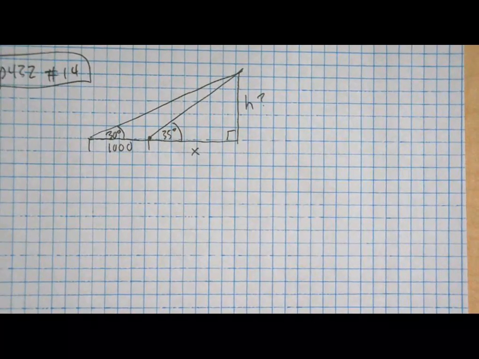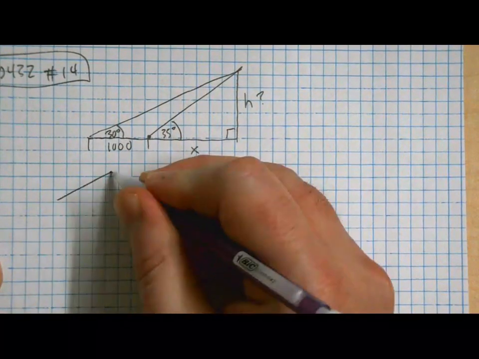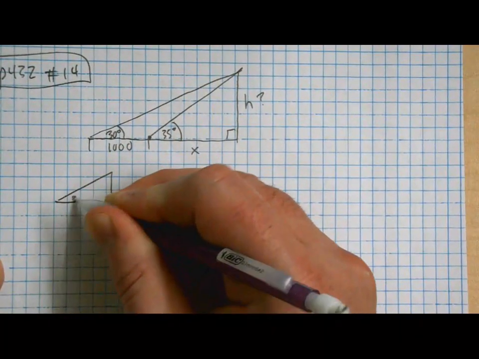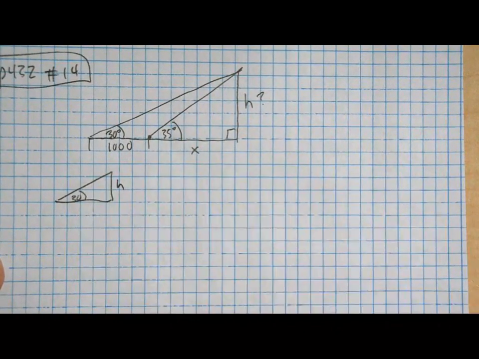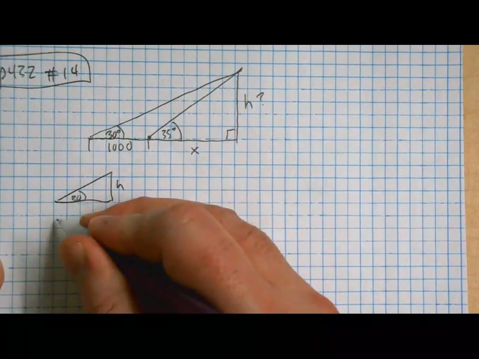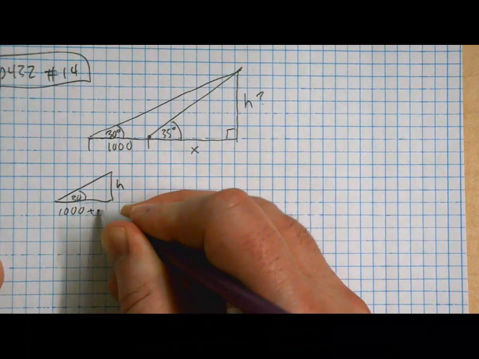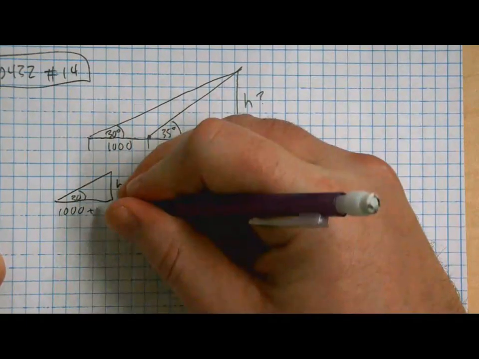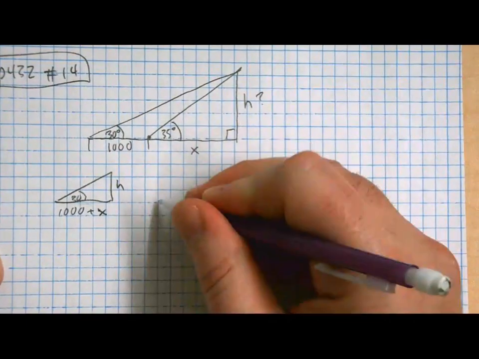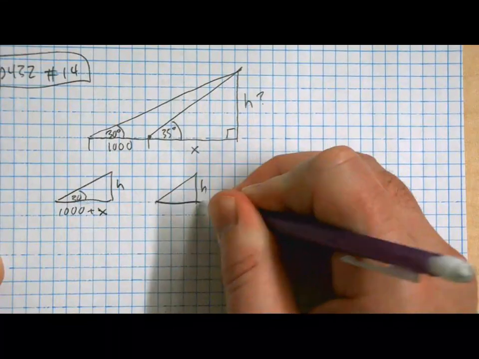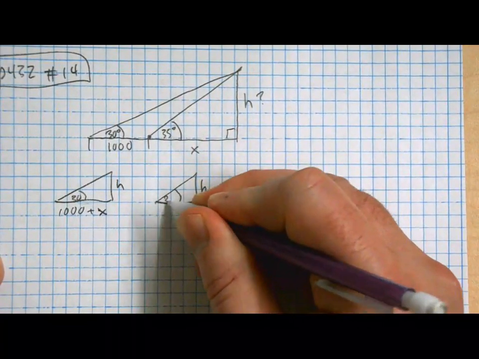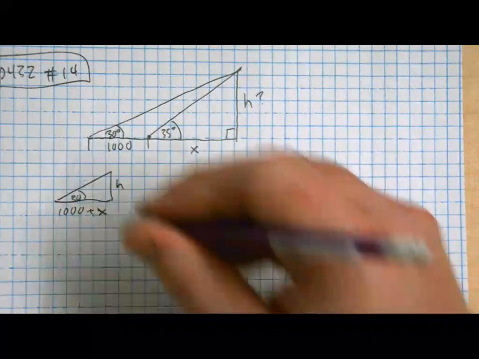So really there's two triangles going on. There's one that's a 30, 60, 90 triangle with h here, and the base here would be 1,000 plus x. And then there's another one with h and a 35-degree angle, and it just has a base of x, and they're both right triangles.